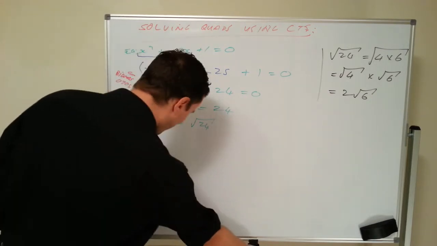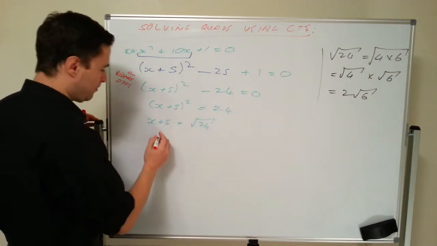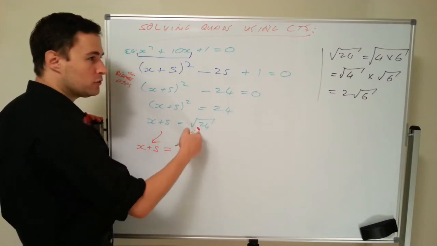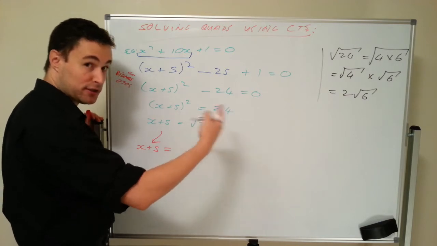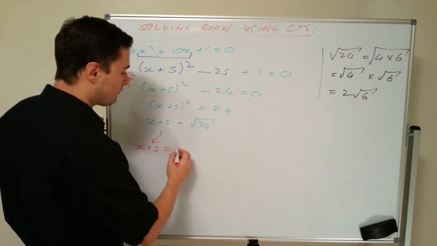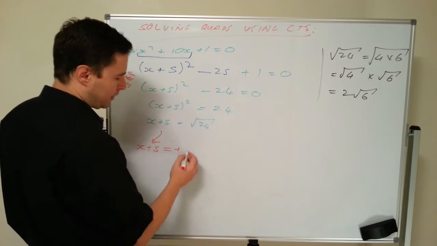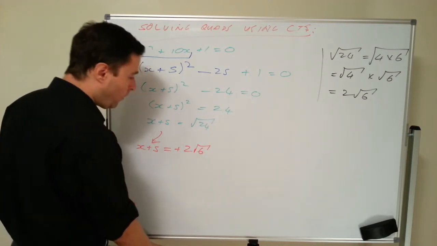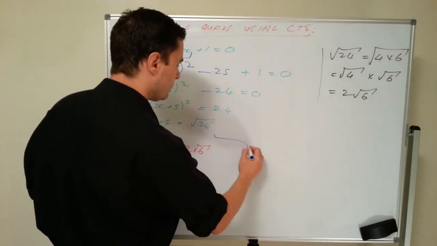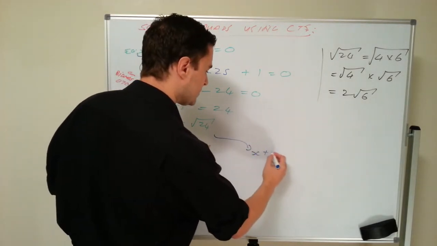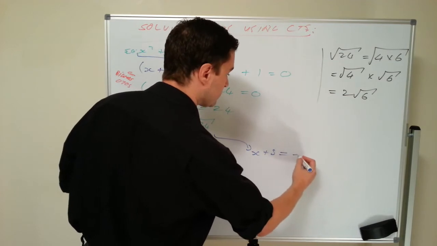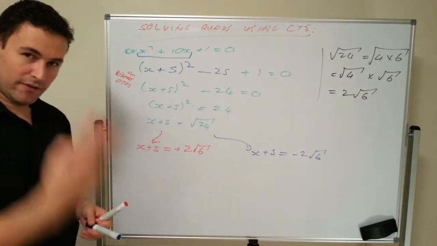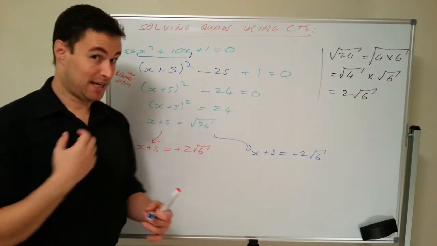Now, there's only one thing you must remember. I will always get two solutions when I square root this. There's the positive and the negative. So I've got positive, you don't have to write the positive there, but I just did, 2 root 6, or I've also got x plus 5 equals minus 2 root 6. So you must remember every single time you square root, you always get a plus and a minus.